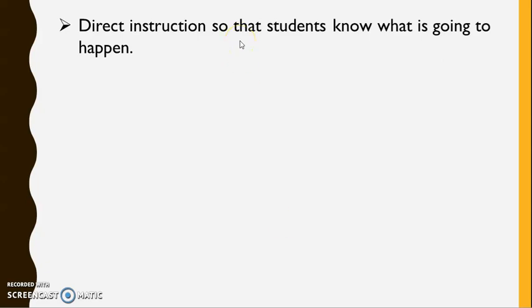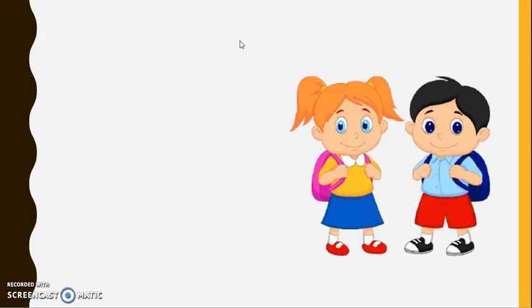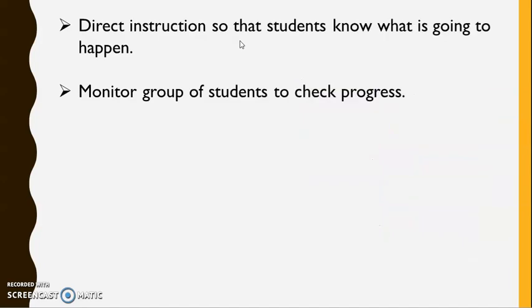Give direct instructions so that students know what is going to happen. Monitor groups of students to check progress. This will help you manage the classroom effectively and prevent, or help you deal with, certain disruptions that are a part of any class.